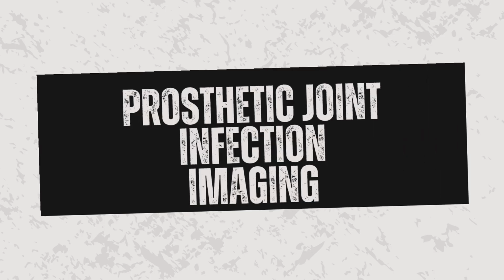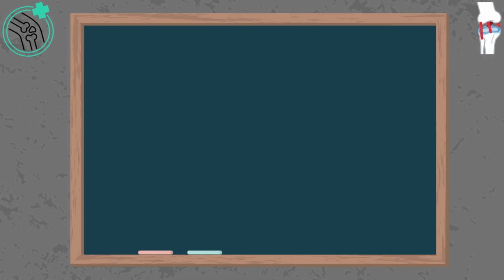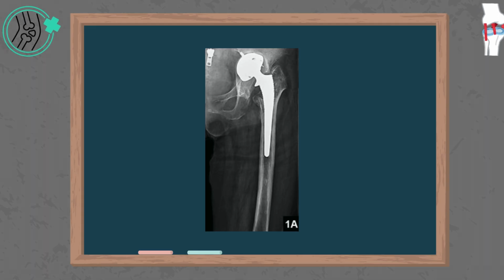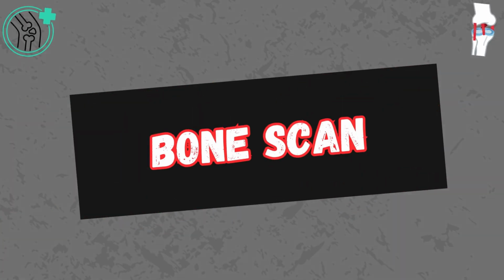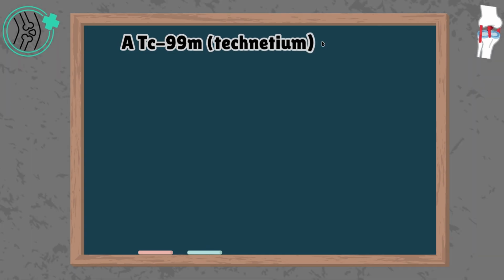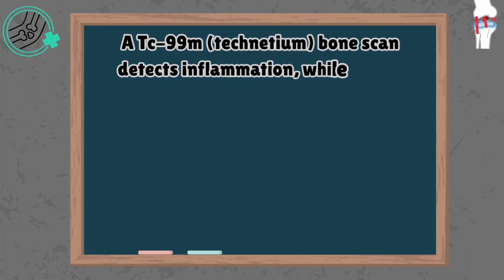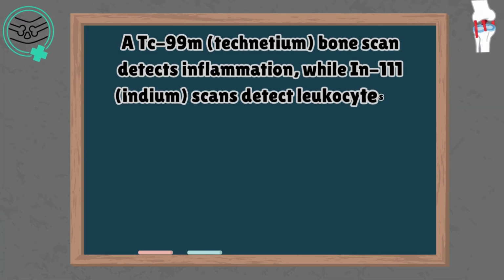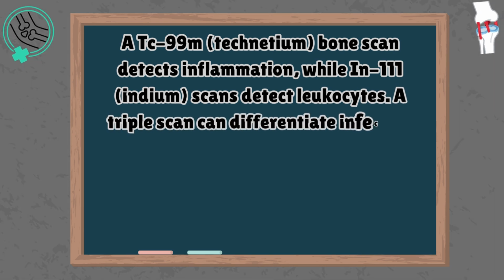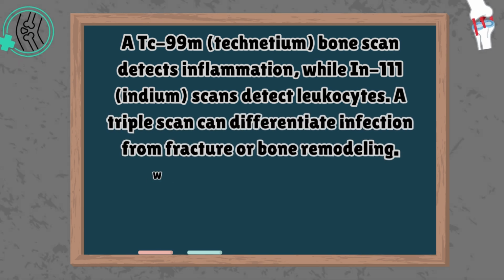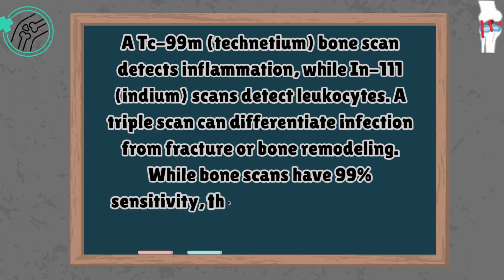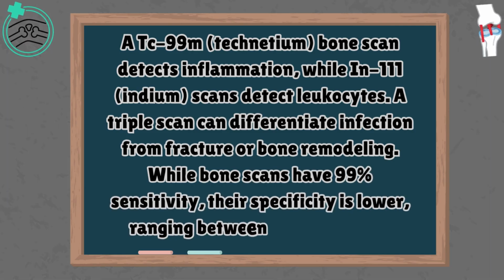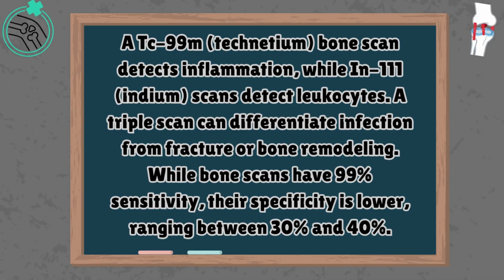Imaging in PJI. Radiographs. Radiographs can reveal periosteal reactions, scattered patches of osteolysis, generalized bone resorption without implant wear, transcortical sinus tracts, and implant loosening. Bone scan. A technetium-99m bone scan detects inflammation, while indium-111 scans detect leukocytes. A triple scan can differentiate infection from fracture or bone remodeling. While bone scans have 99% sensitivity, their specificity is lower, ranging between 30% and 40%.